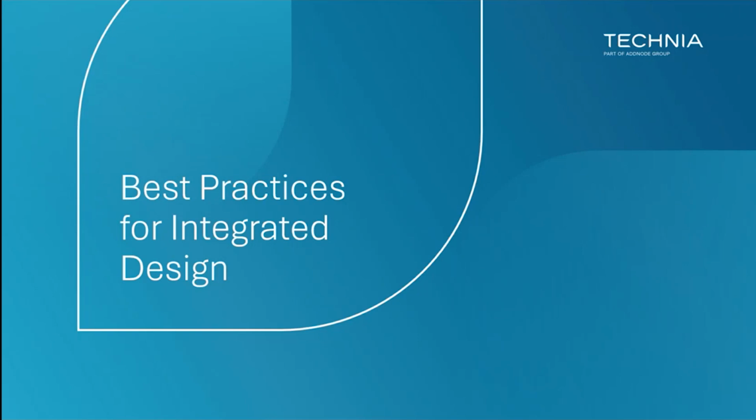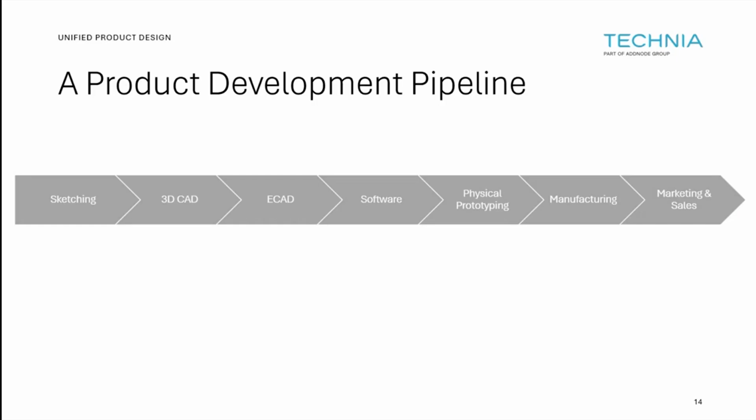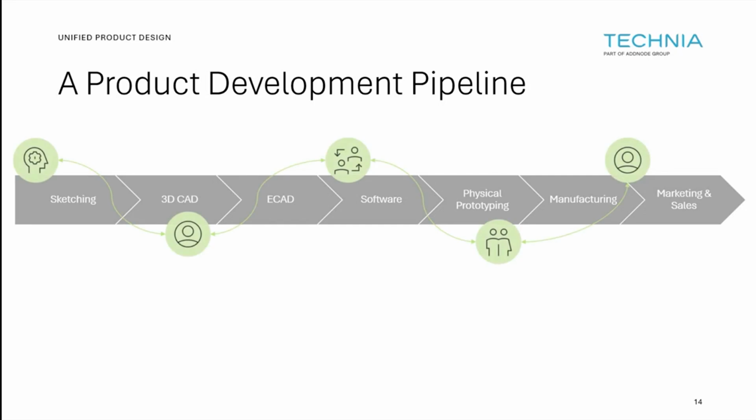So now we are going to go through the best practices for a unified design process. Let's demonstrate how 3 key pillars, communication, continuous testing, and data management, work together to ensure seamless collaboration and efficiency across teams. So first, communication is key.